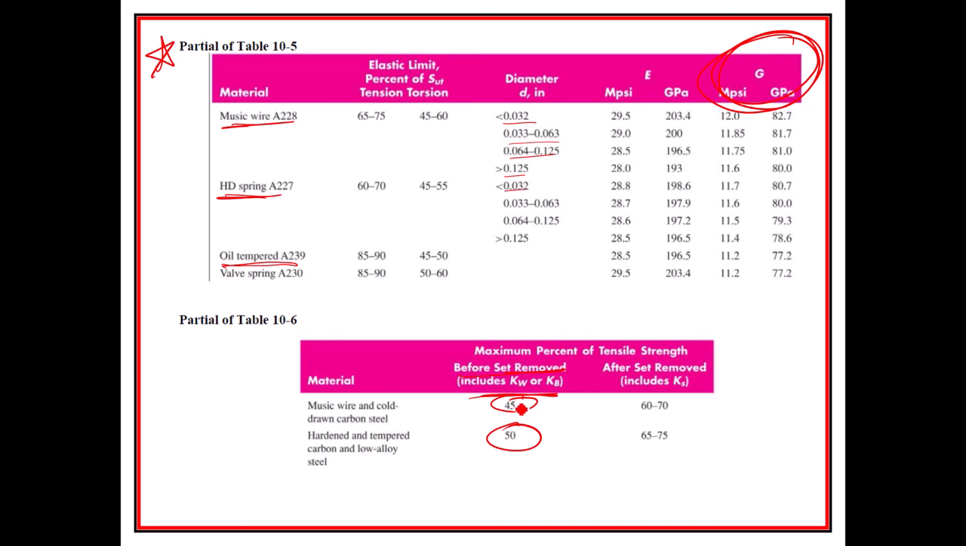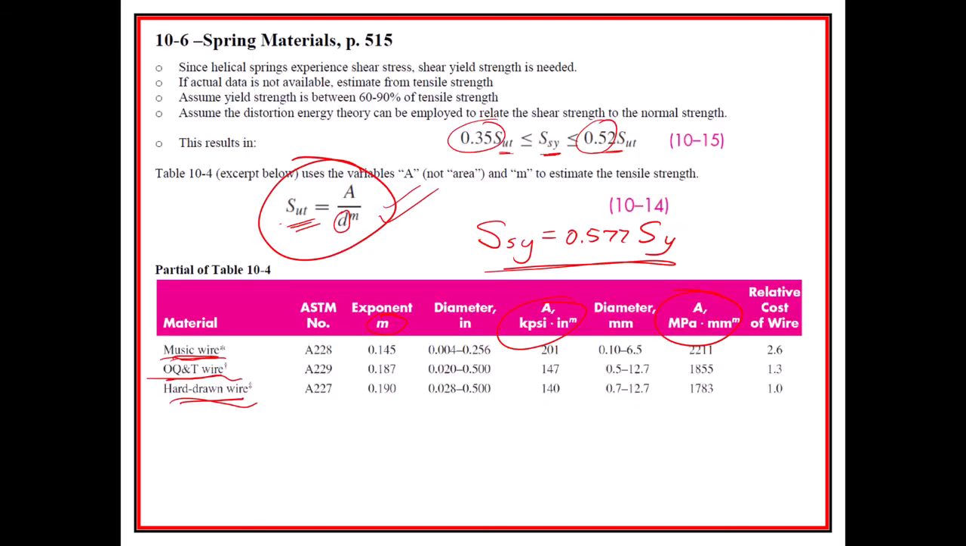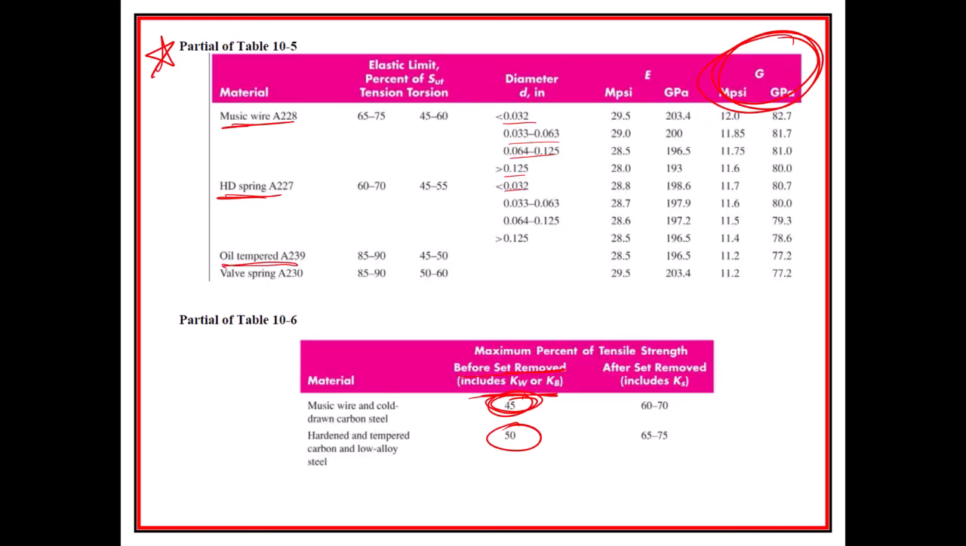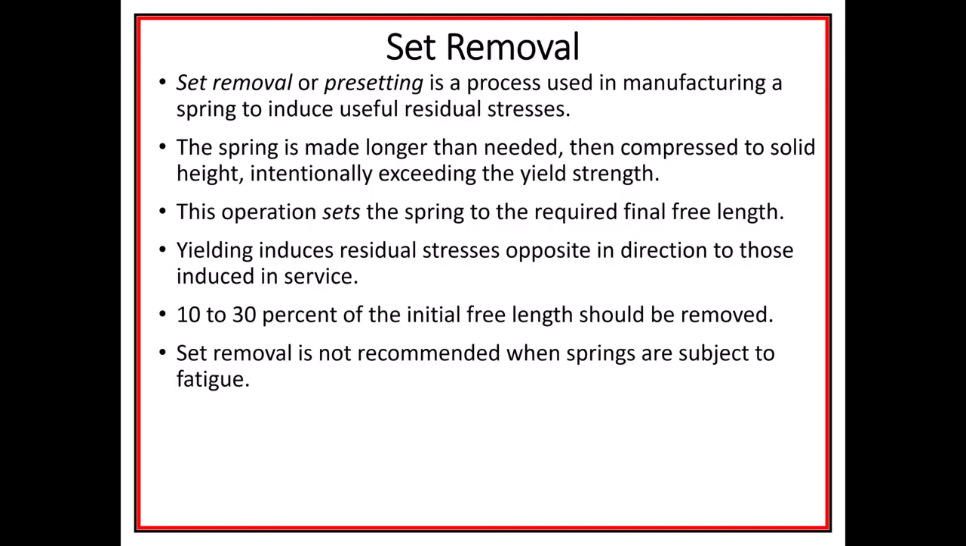And then we might want to take our process of finding our strength is to find the ultimate strength and then apply either 45 or 50. We will not remove the set. We'll keep the set in place.